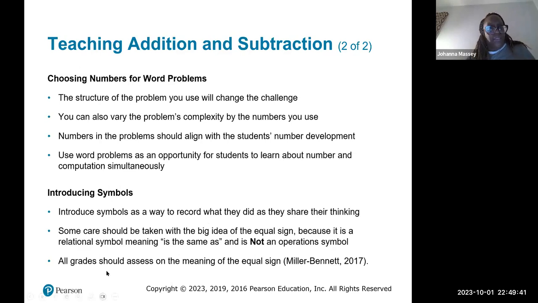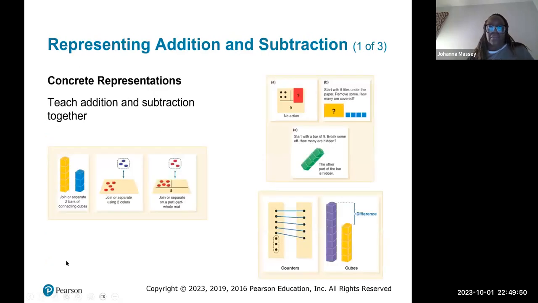All grades should assess on the meaning of the equal sign. I have a story. Trying to keep it short, but I had fifth graders who had a problem with the equal sign. They thought that putting the equal sign at the end means fine. All number sentences should look like that.